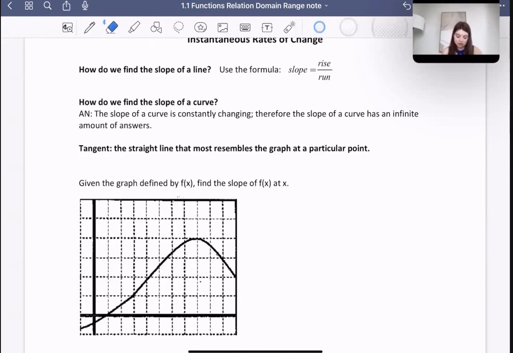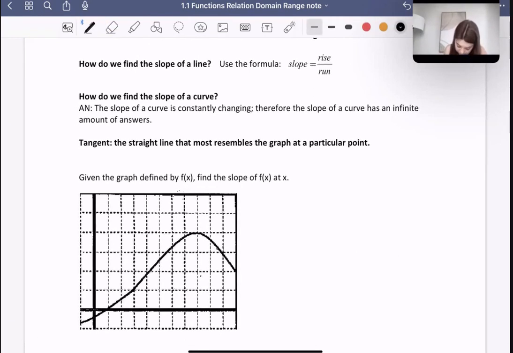So on this point of the curve right here, looks like our slope is 0. On this point of the curve, our slope is about 1-ish, right? On this point of our curve, slope is around like that, right? So the slope is different depending on where we are in the curve. So there's not just one answer, there's an infinite many answers for slope of a curve in most cases.